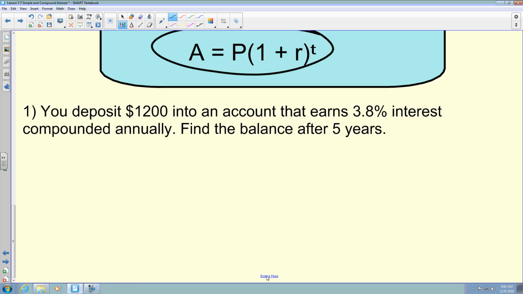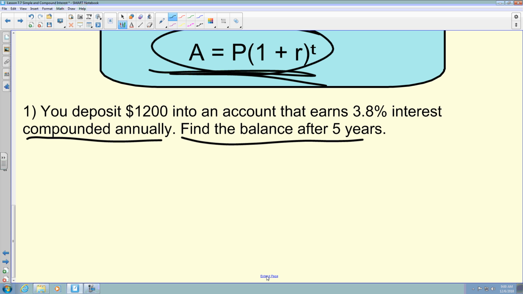Now it says you deposit $1,200 into an account that earns 3.8% interest compounded annually. Compounded annually means now we're going to be using compound interest, and they want you to find the balance after 5 years. Using this formula right here, A is equal to $1,200, which is our original investment, times the quantity of 1 plus 0.038, because that's what it's written as a decimal, and it's going to be raised to the fifth power.